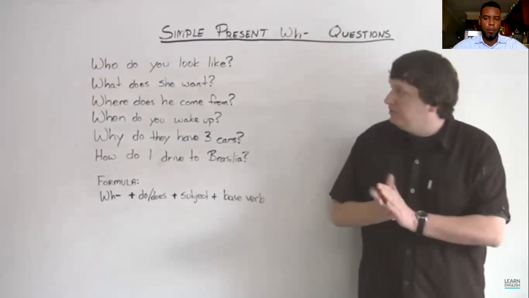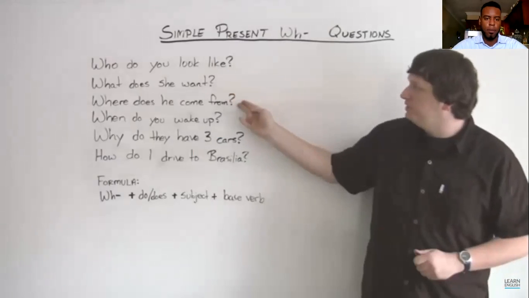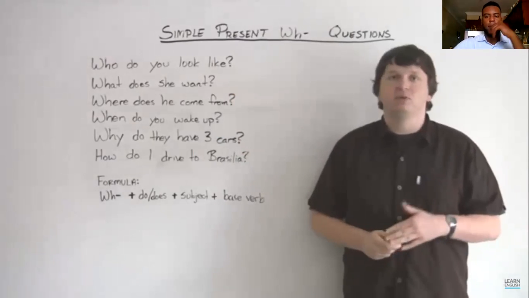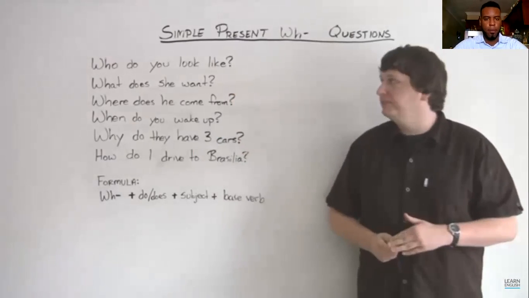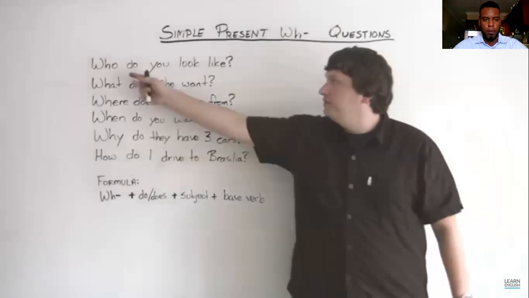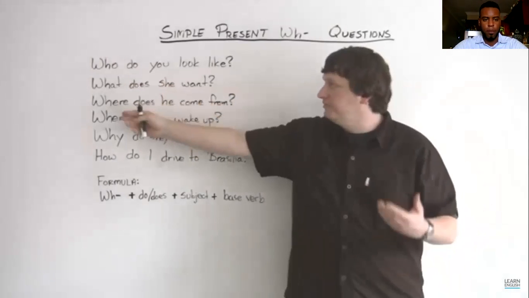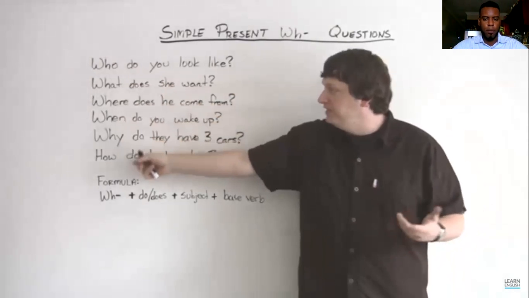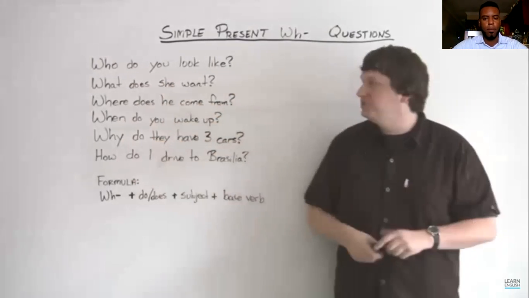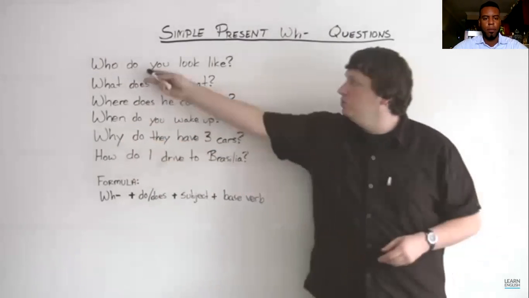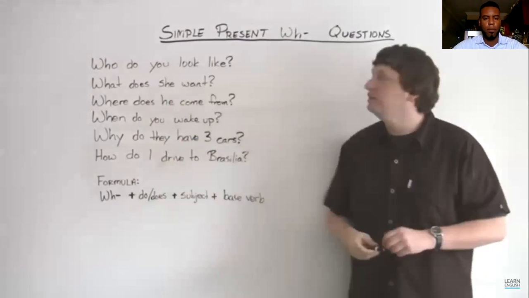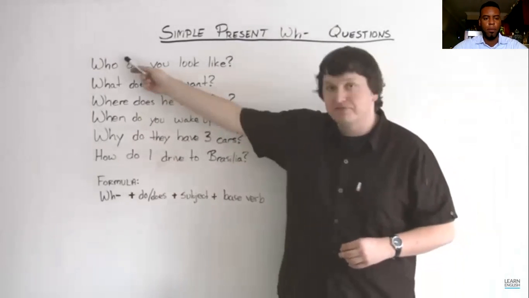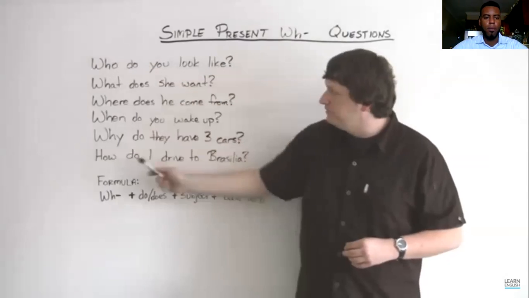Now, here we have six different questions with the six different question words, common question words in English. So we have who for person, what for more information, where for location, when for time, why for reason, how for an explanation. So here we have who do you look like? You notice the structure here. What is similar about all of these questions?